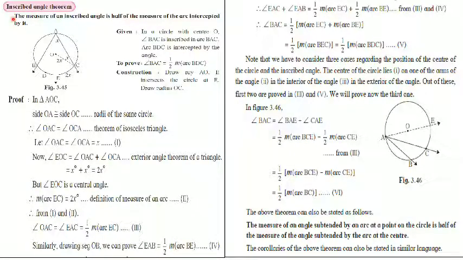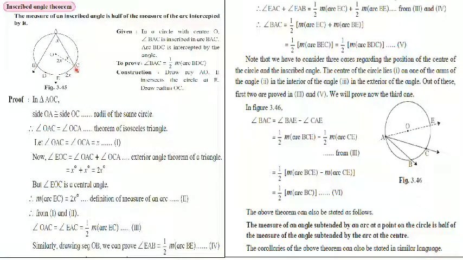Children, let us study the inscribed angle theorem. The theorem says the measure of an inscribed angle is half the measure of its intercepted arc. Now observe the circle with center O. Angle BAC is an inscribed angle. Angle BAC is inscribed in arc BAC. Arc BDC is intercepted by the angle. Now we have to prove that the measure of angle BAC is equal to half the measure of arc BDC.